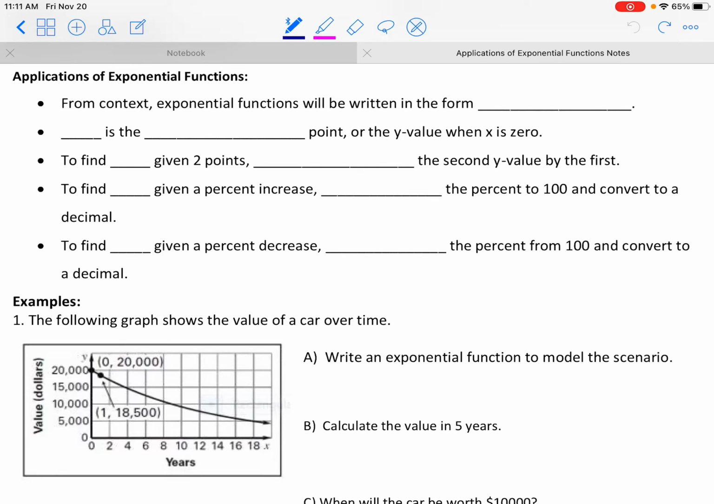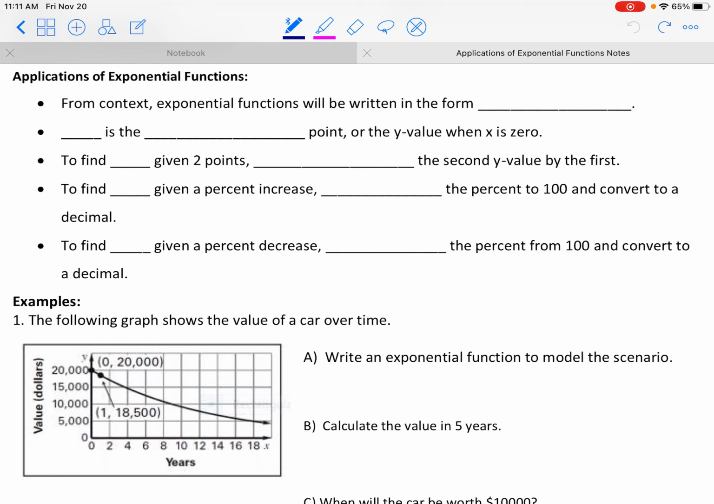Hello and welcome to a lesson on applications of exponential functions. So we talked about exponential growth when the base of our exponential function was bigger than 1, exponential decay when our base was between 0 and 1. What makes an exponential function exponential is the fact that our variable is an exponent. And today we're going to basically put a little context into these exponential functions, okay?